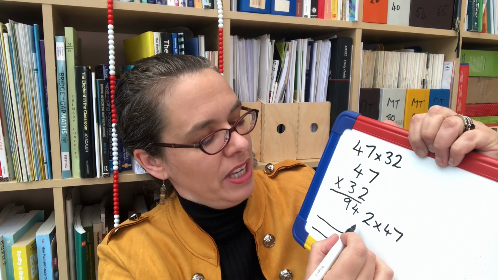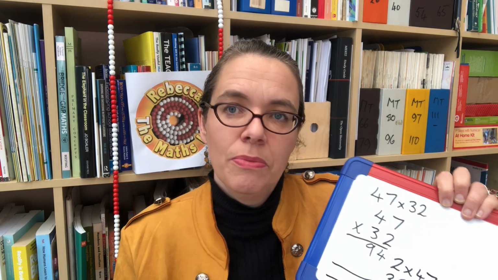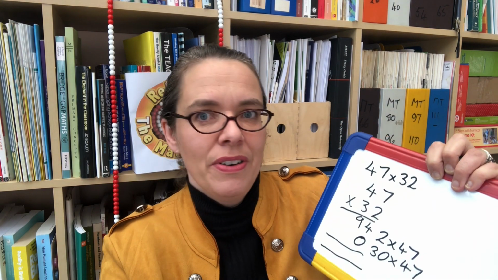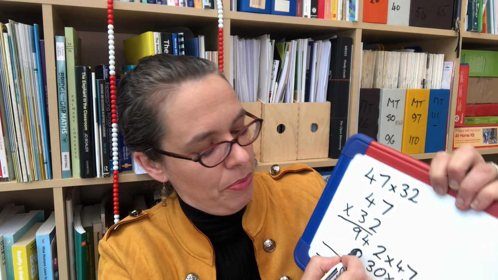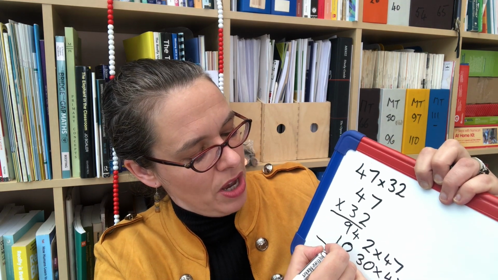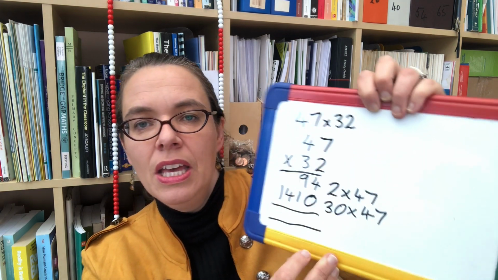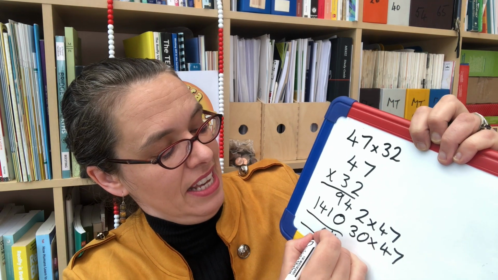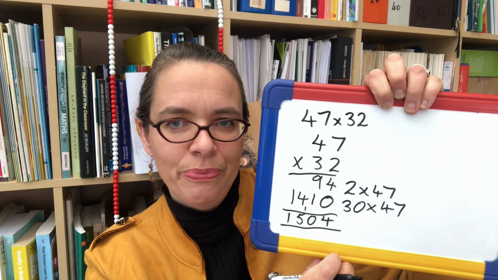And then below that, we're going to do 30 times 47. And if we assume the children have a method for that, then we could do that quite quickly. There's various methods for it, so whichever the teacher has taught and the children know is fine. But in essence, we need to put a 0 in. 3 7s are 21, carry the 2, 3 4s are 12, and that's 14. And then we add those two answers together with column addition, so I'm assuming they know that as well. And the answer is 1,504.